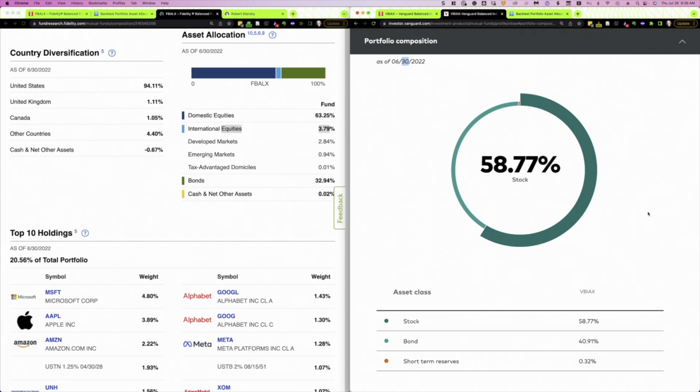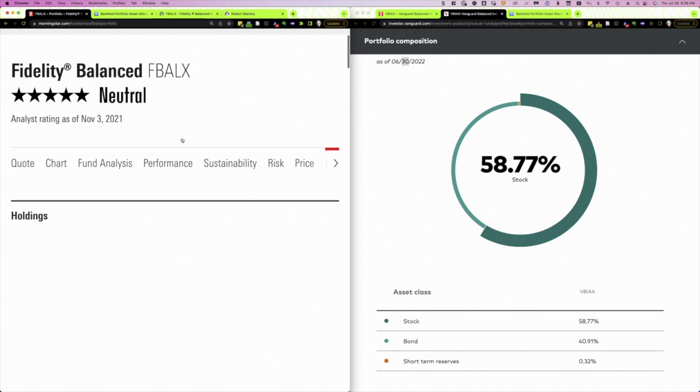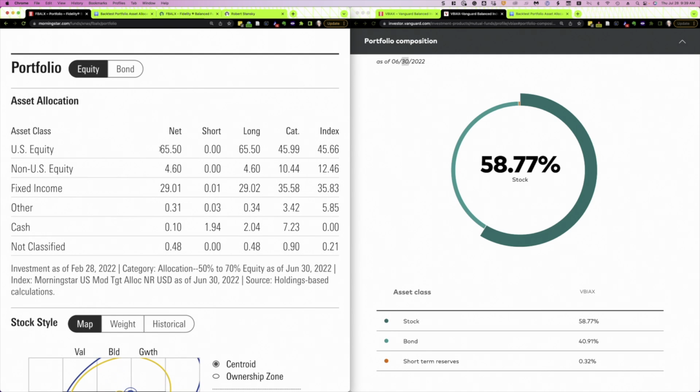Now, to try to deal with that, I decided I would look at the allocation according to Morningstar for the Fidelity fund, and let me show you that. It's slightly different than what Fidelity actually reports. They show here 65.5% U.S. equity, 4.6% international, and then the rest, not just this 29, but a few others here, in fixed income. That's a little different than what Fidelity is showing. We'll actually come back to that point in a minute.